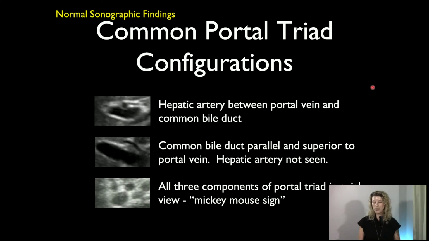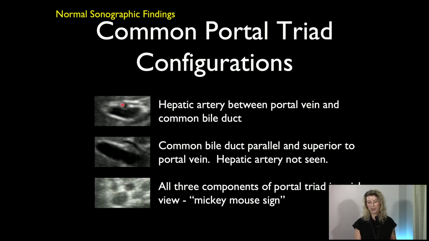Like I said, there's multiple configurations for the portal triad. But always the portal vein is inferior. You can have the common bile duct transected by the hepatic artery. You can have the hepatic artery running over the portal vein. And you can have what's called the Mickey Mouse sign, which is what everybody was talking about when I was learning ultrasound. But to be honest, in real life, I've seen it maybe twice. It's just not a common configuration that you're seeing.